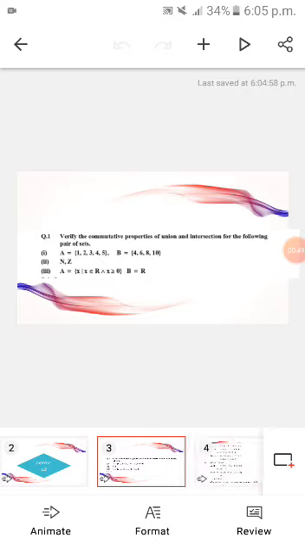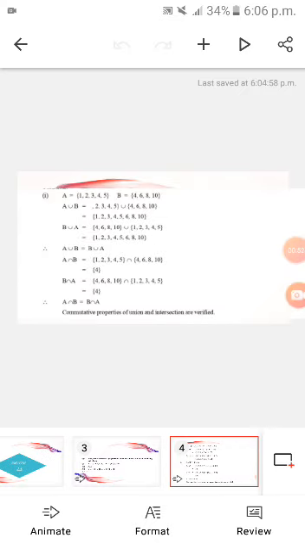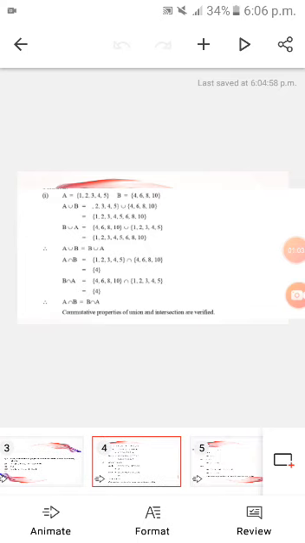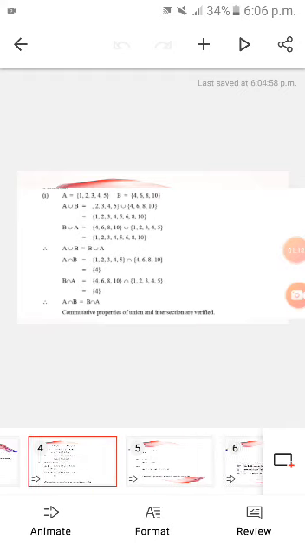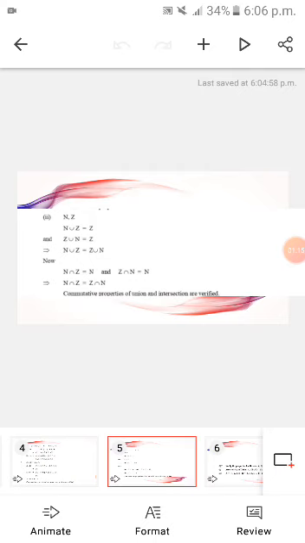Here three parts are given. Part number 1 is A, B. Two subsets are given. Firstly, take A union B and then take B union A. Both results are equal. It means that the commutative property under union holds. And now checking under intersection, A intersection B and B intersection A. Both results are equal. It means that the commutative property of union and intersection is verified.